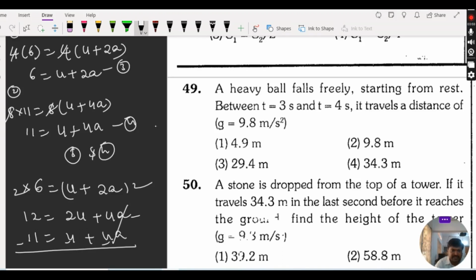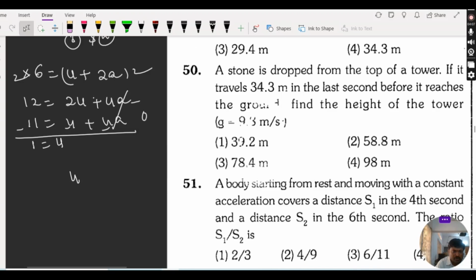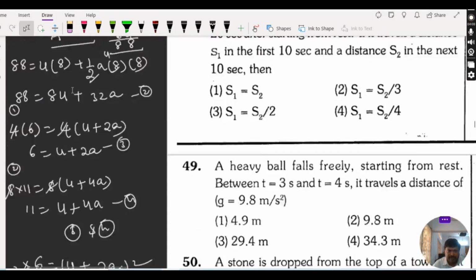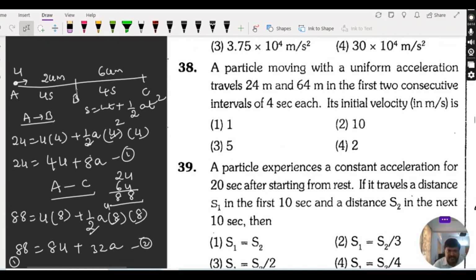4a minus a is equal to 0. Then 12 minus 11, that is 1, equal to 2u minus u, that is u. That means u is equal to 1 meter per second. So for the 38th question, 1 meter per second is the right answer.